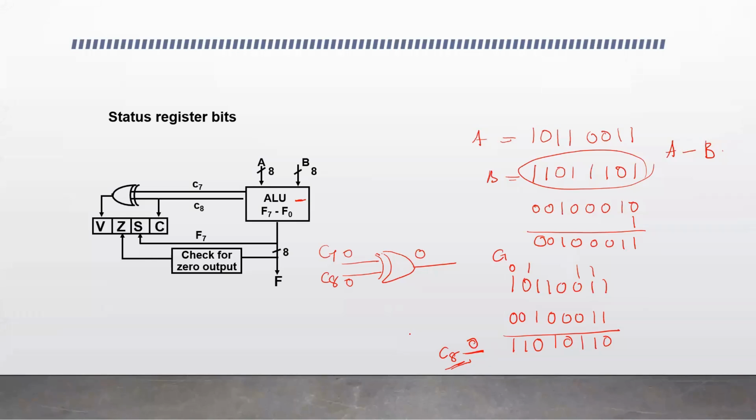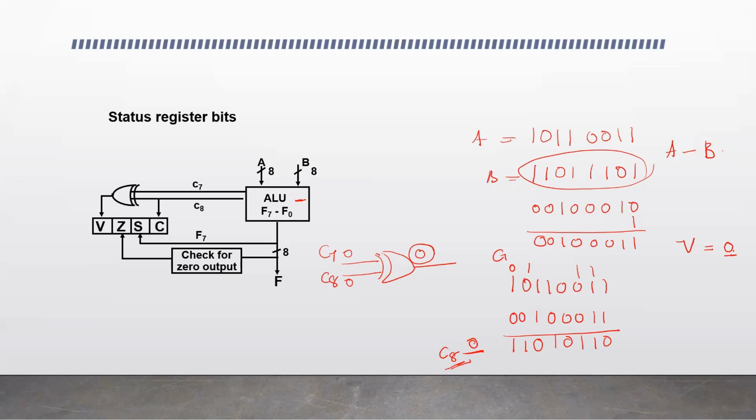So what will be our status flag? What is V here? Let me write it here. V is 0. There is no overflow. That is found by the result of this XOR. The result of XOR is 0, then V is set to 0, which means there is no overflow.